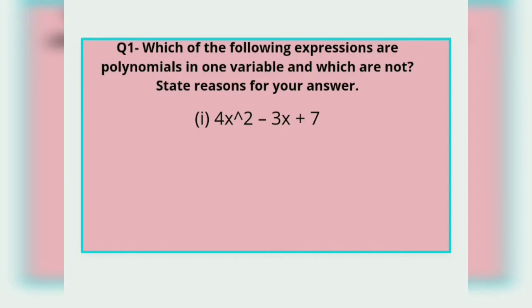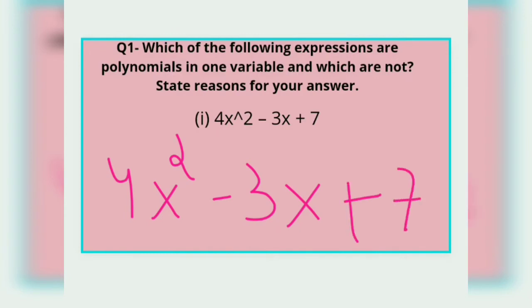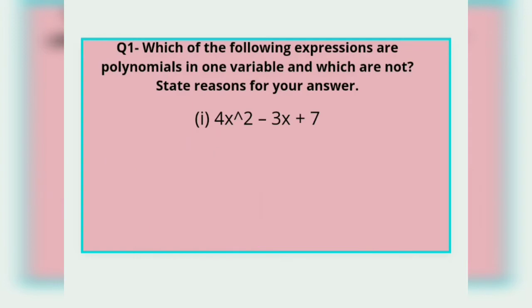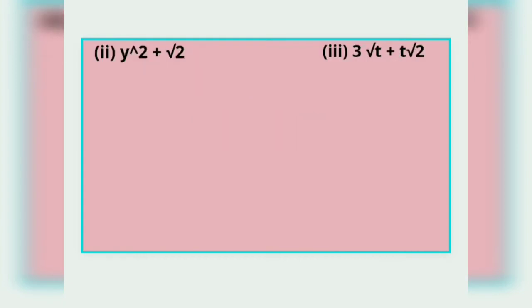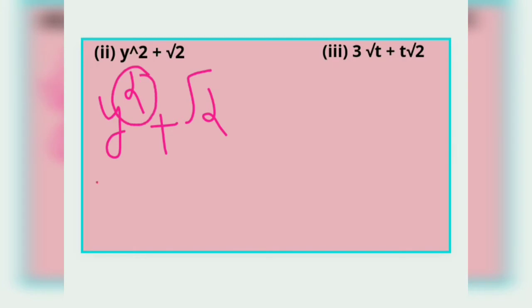So the first part is 4x square minus 3x plus 7. Yes. Now see, 4x square, this side I have minus 3x plus 7. First, you can check the exponent. This is a whole number. What is a whole number? Which starts from 0. The power is a whole number and this is in one variable. That's all. So we can say yes, this is a polynomial in one variable. Move to the next one where we have y square plus root 2. Yes, we have only one variable and the exponent of y is a whole number. So this is also a yes. We can say yes, this is a polynomial.